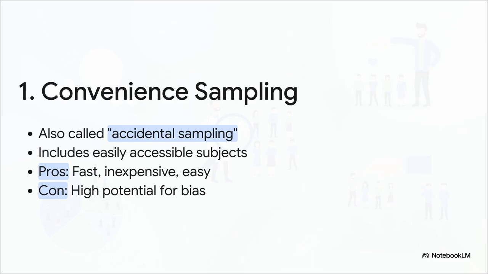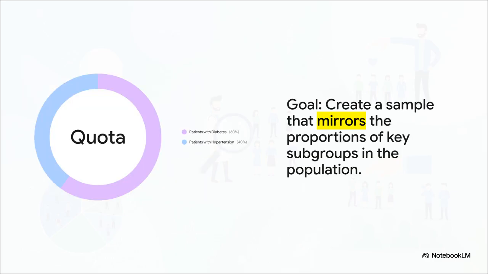But, and this is a big but, the huge downside is the high potential for bias. I mean, that group in the waiting room might not represent the entire patient population at all, and that can really skew the results. Now, quota sampling is like a step up from convenience sampling. It's an attempt to make things a little better. Instead of just grabbing whoever is around, the researcher first figures out the key subgroups they need to study. For example, they might know that the clinic's population is, say, 60% diabetic and 40% hypertensive.